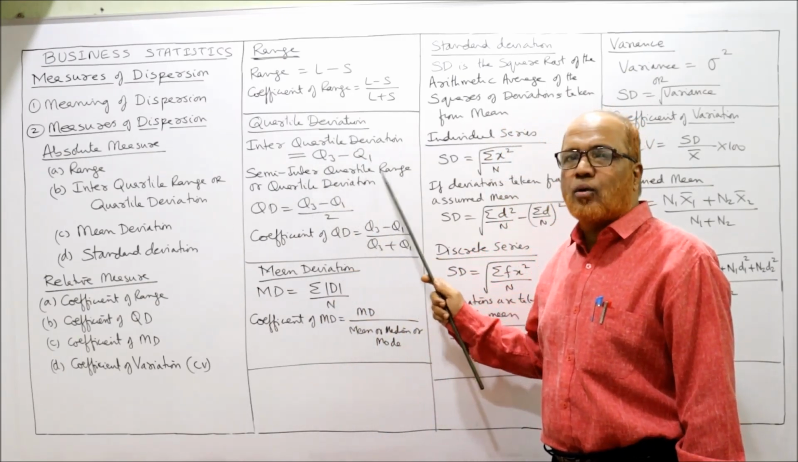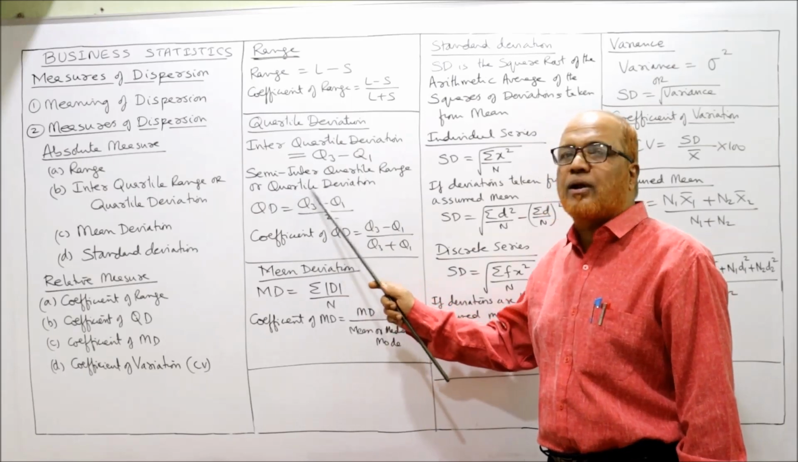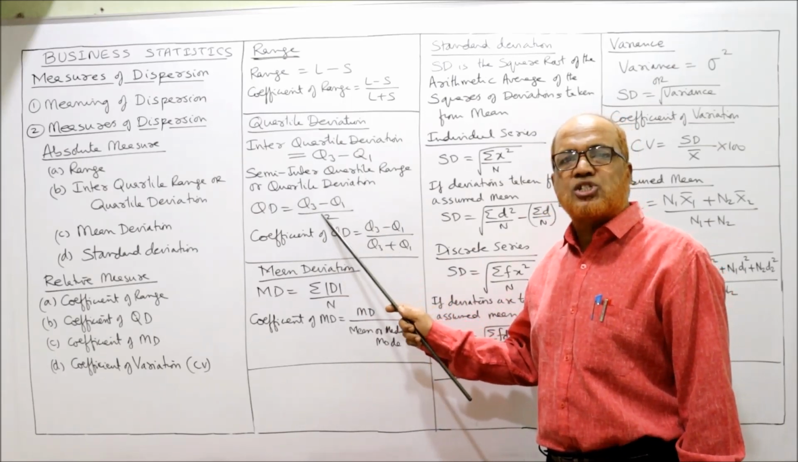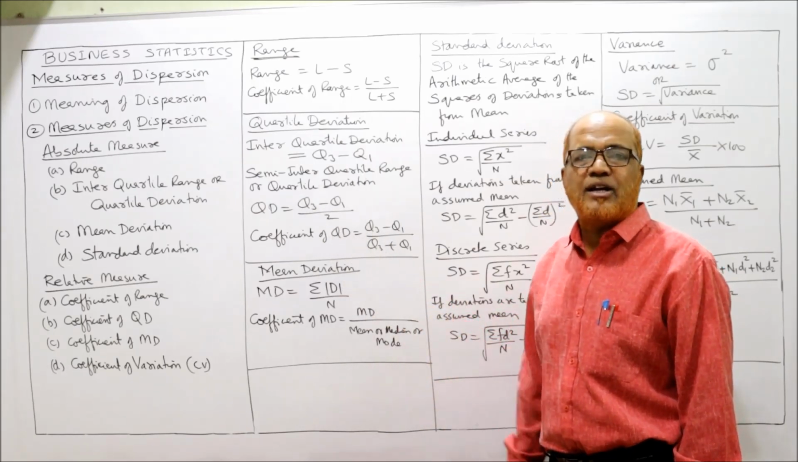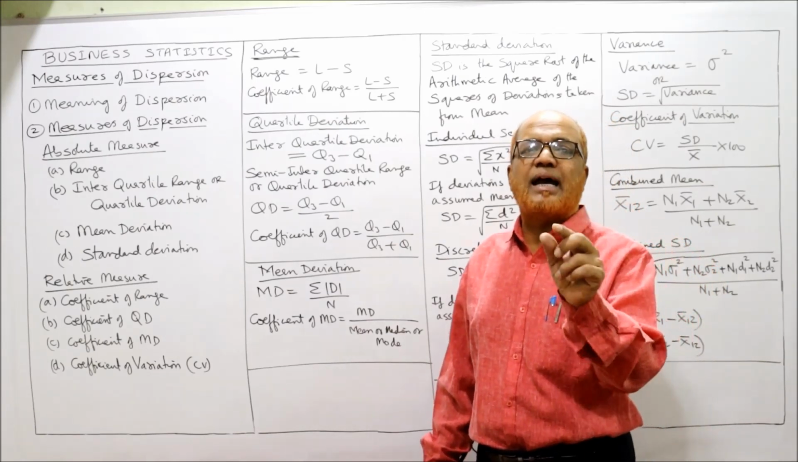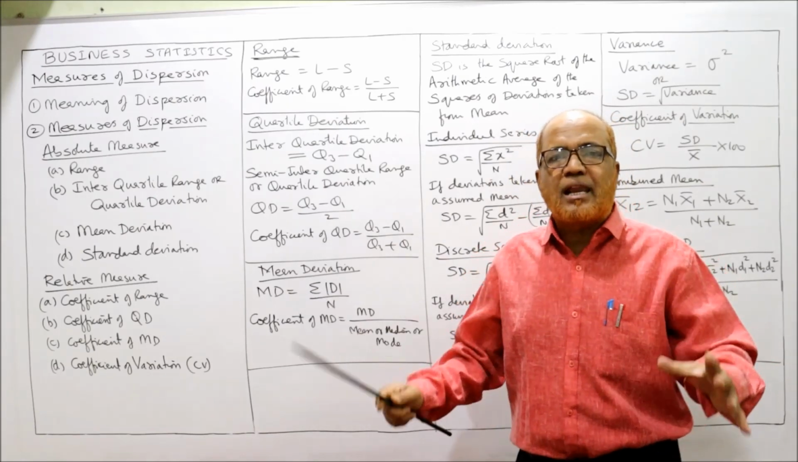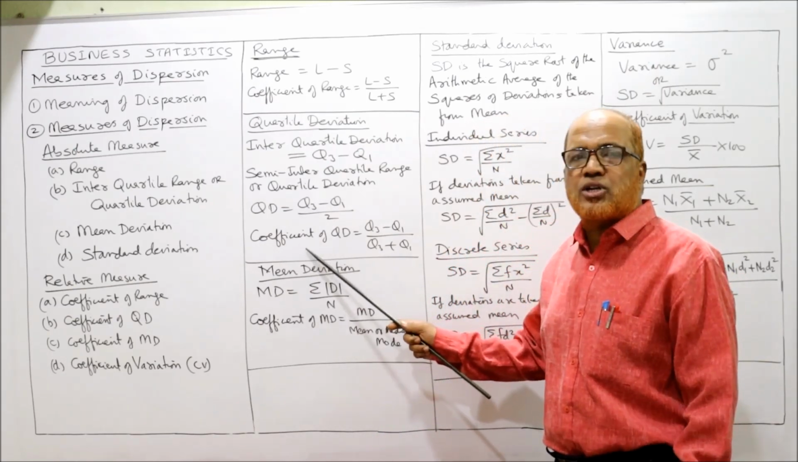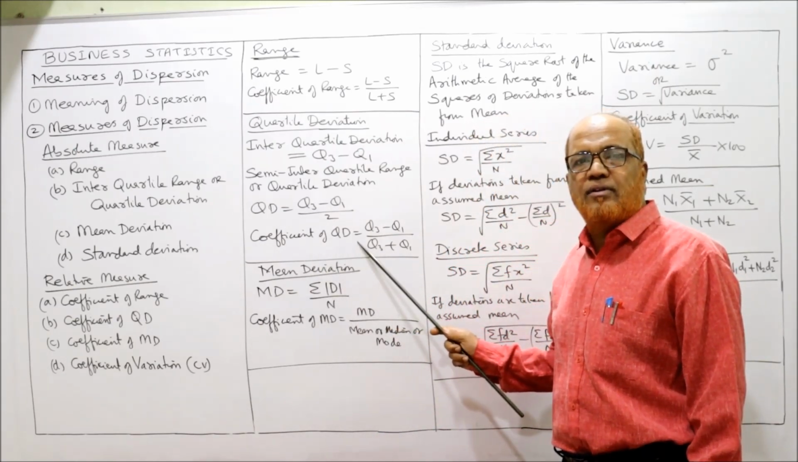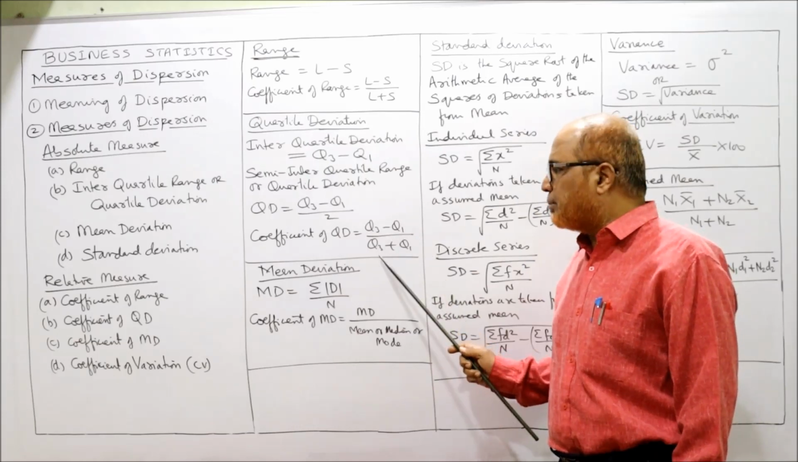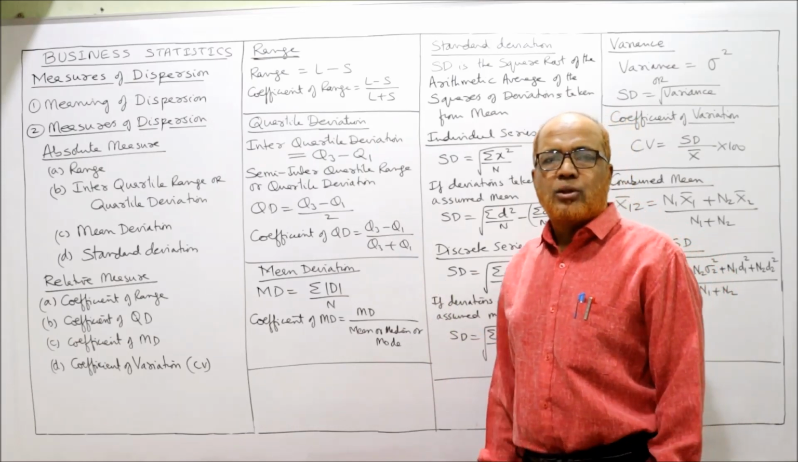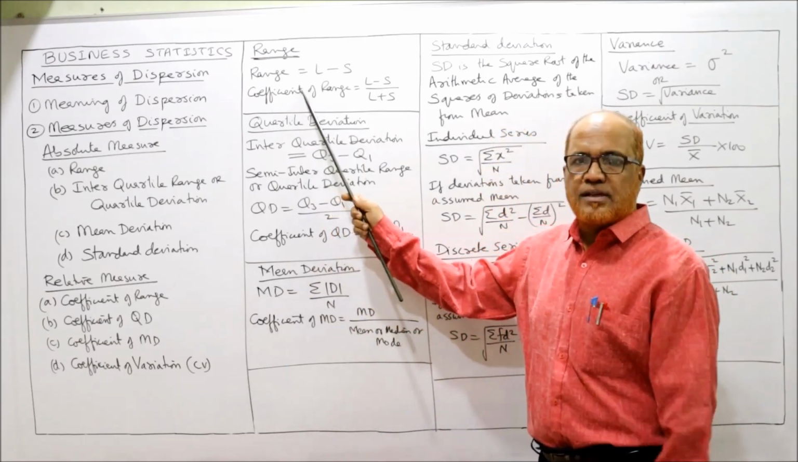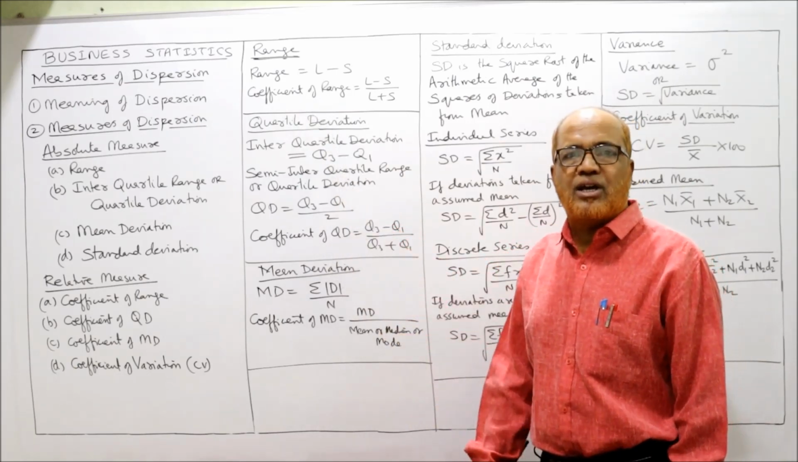Now the semi-interquartile range, or simply quartile deviation. The formula is (Q3 minus Q1) divided by 2. This is the formula for quartile deviation. It is the absolute measure of dispersion. If you want the relative measure of dispersion, the coefficient of quartile deviation is (Q3 minus Q1) divided by (Q3 plus Q1). The first method is range. The second method is quartile deviation.